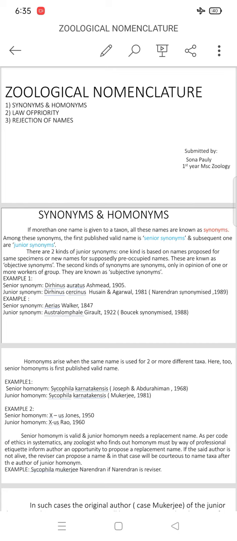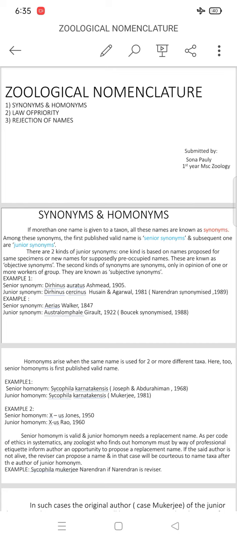Then the second one is homonyms. What is meant by homonyms? Homonyms arise when the same name is used for two or more different taxa. That is called homonyms. And here too, the senior homonym is the first published valid name. Then there are two different examples.